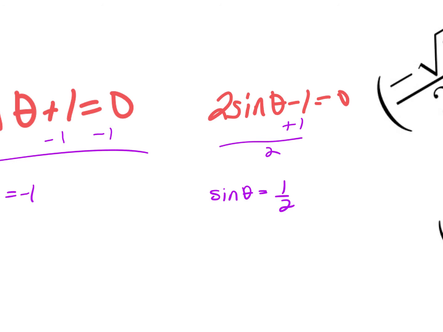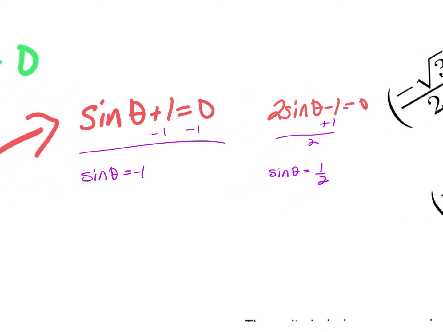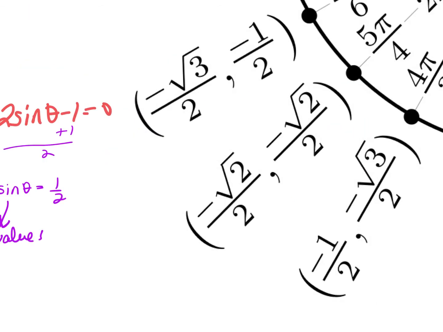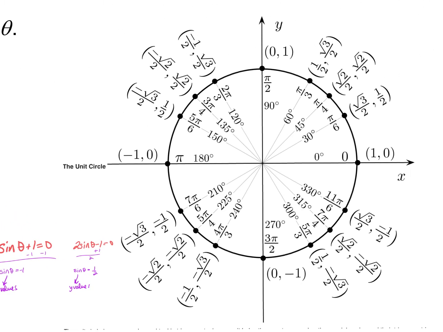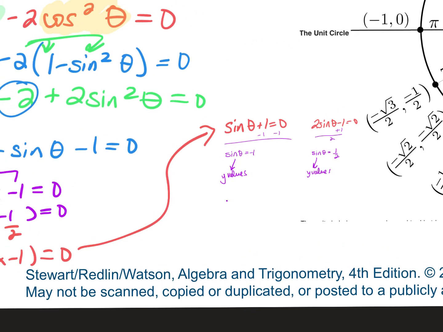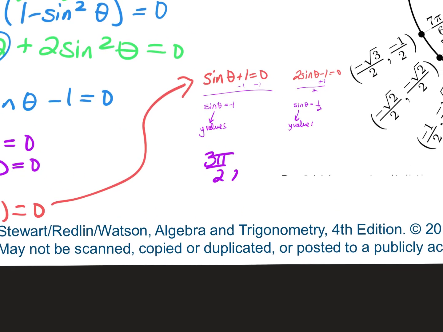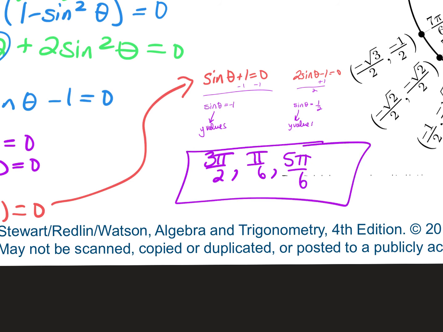Now that's all the algebra stuff. That's done. Now we can go back to say, okay, let's solve our trig equation. What does sine mean? What values? Our y values. So I'm looking on my unit circle for where my y values are -1 and +1/2. So let's do -1 first. Where on my unit circle is the y value -1? 3 pi over 2. Good. So one of my answers is 3 pi over 2. Now I look to see where on the unit circle my y values are 1/2, which are where? Pi over 6 and 5 pi over 6. Good. So pi over 6 and 5 pi over 6. Questions?